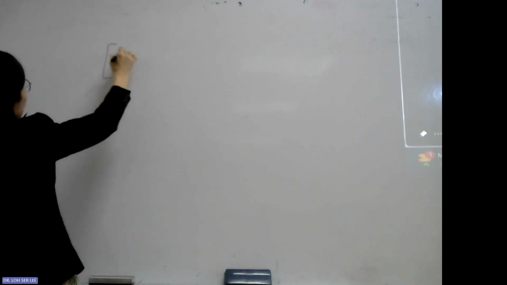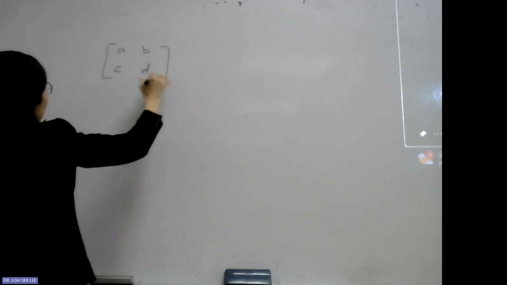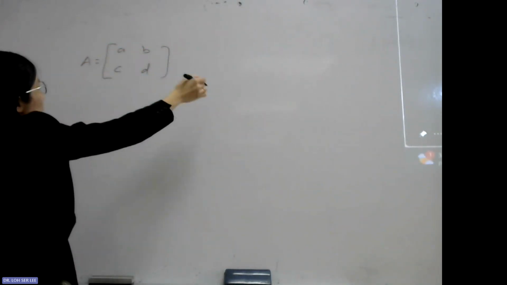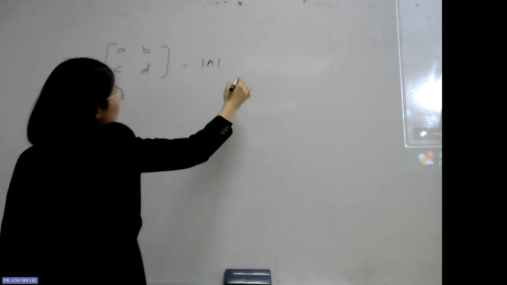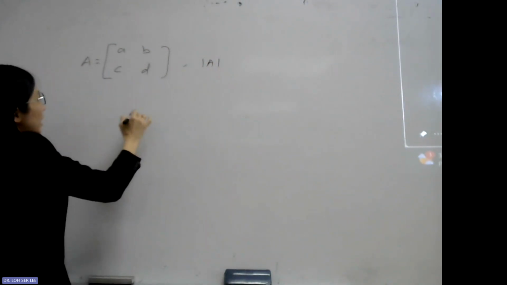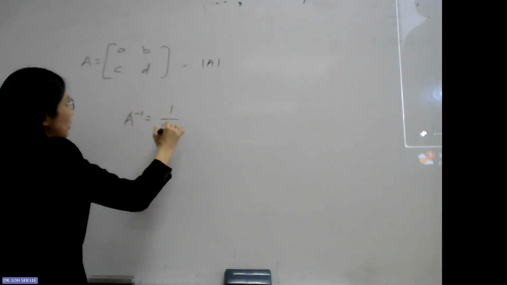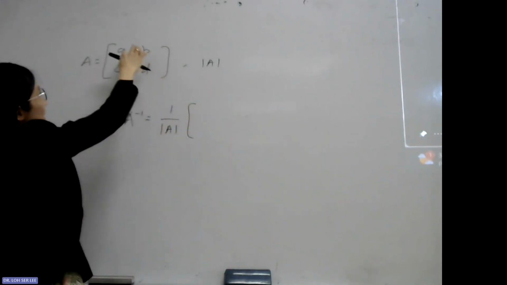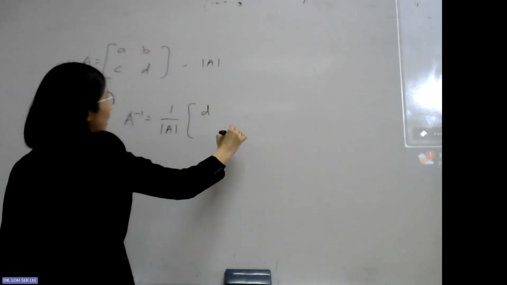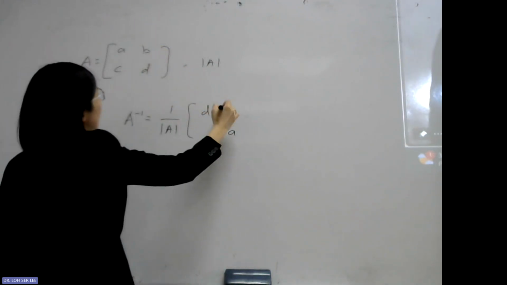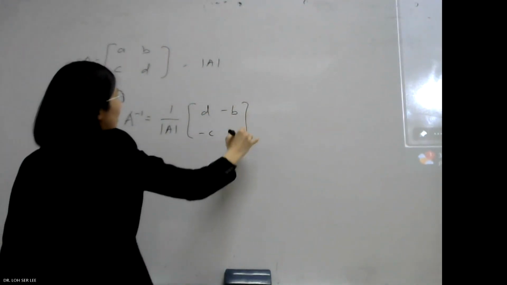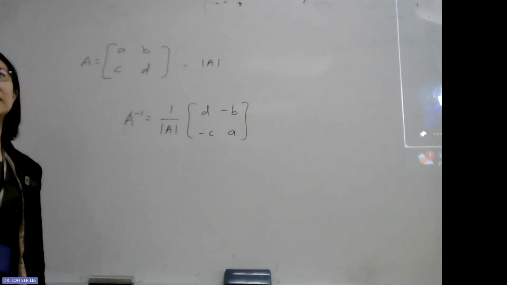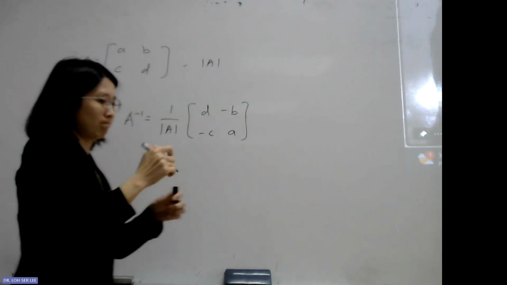Okay, 2 by 2 matrix. You can have a matrix A with entries a, b, c, d. So we need to find the determinant. Then the A inverse will be 1 over the determinant times the matrix where these two we swap and these two we change the sign. This is the inverse for 2 by 2.